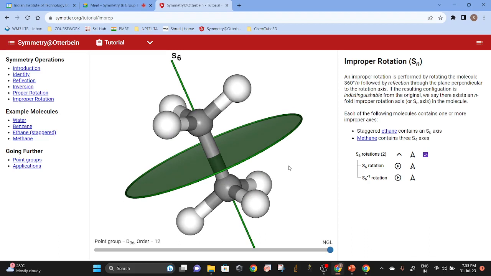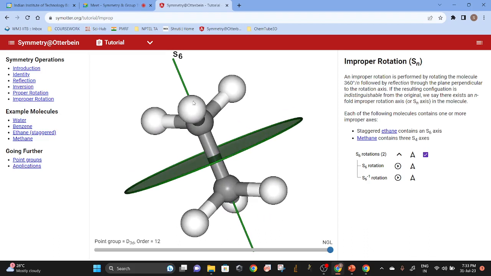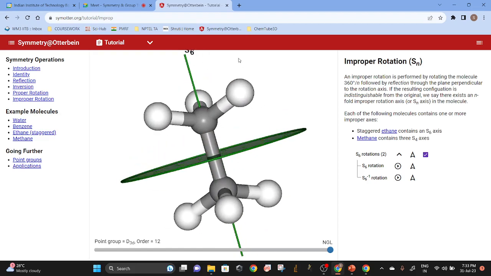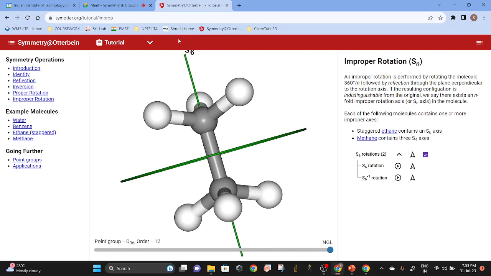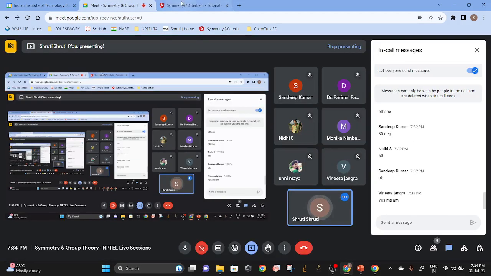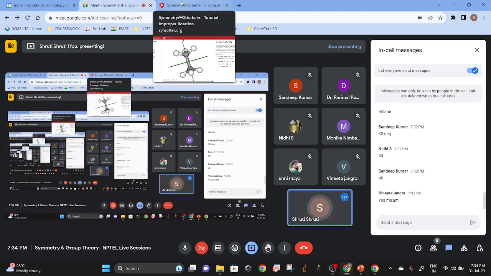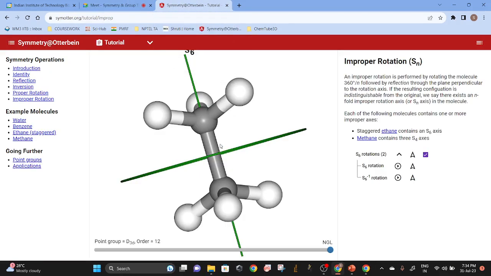Now why are we calling it a perpendicular plane? See, the axis and the plane. In this view you can see the S6 axis is like this and the plane is like this. So the angle between the axis and the plane is 90 degrees. So we cannot reflect it along the axis. Are you guys following? I hope I'm making you visualize things. So you cannot reflect it along the axis, you have to reflect perpendicular to the axis you have taken. Then it is an improper axis. So both operations combined are called the improper rotation.